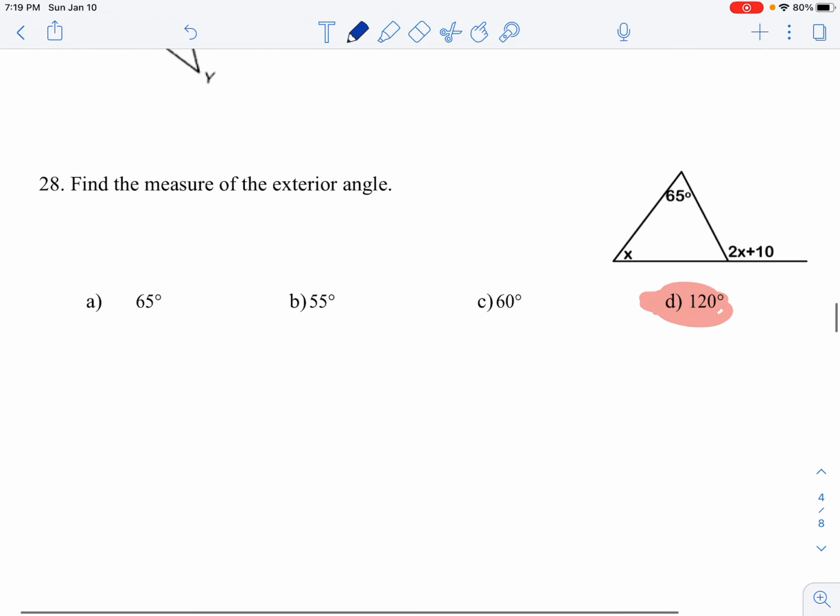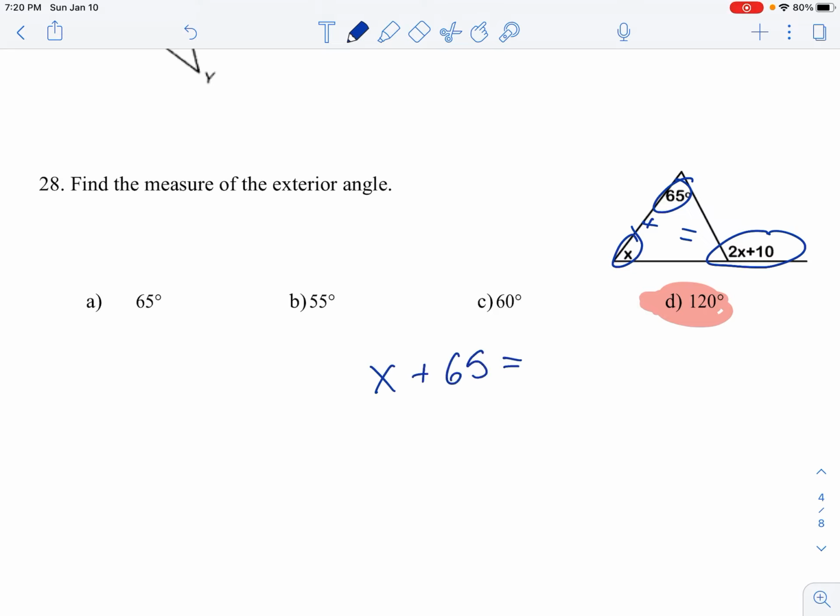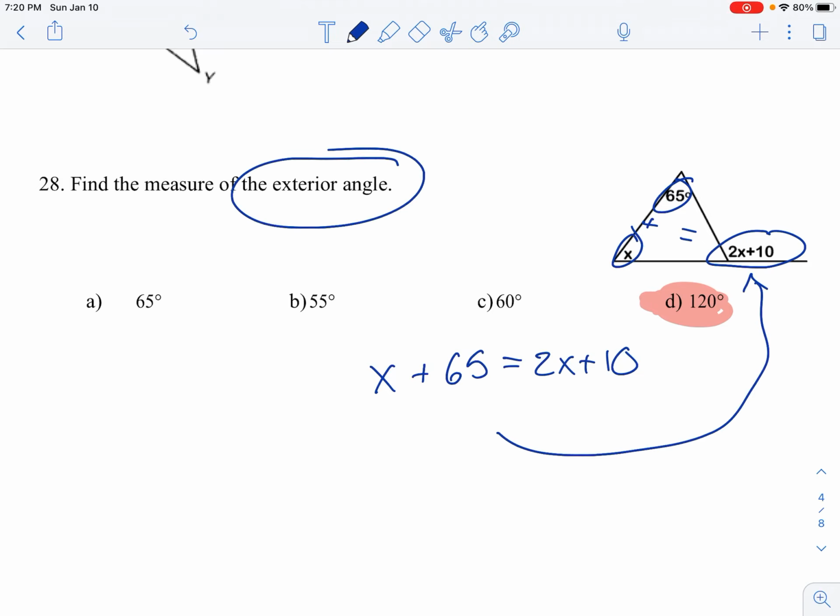It says find the measure of the exterior angle. I don't know if you guys remember this one, but the exterior angle theorem stated that if I add these two together, those are remote interior angles, if I add them together, they equal the exterior angle. So all I had to do was do x plus 65 equals 2x plus 10. Solve for x. Once I find x, I've got to plug it back in because it wants us to find the exterior angle. And obviously I got 120 or letter D for that.